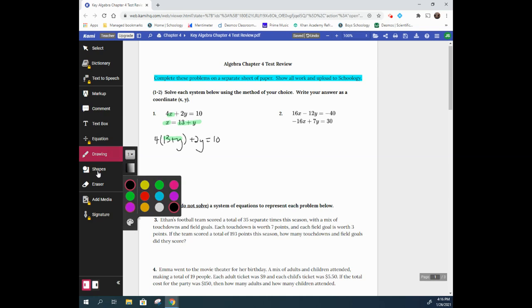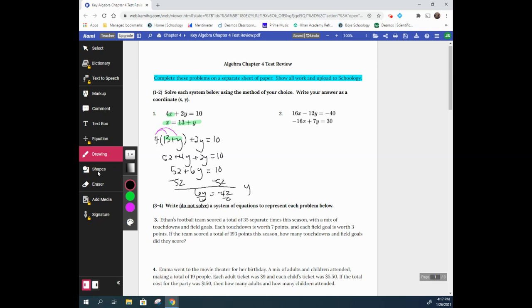Then what we want to do is we want to distribute this 4. So I'm going to have 52 plus 4y plus 2y equals 10. I can add these two together. So I have 52 plus 6y equals 10. I'm going to subtract the 52 from both sides. So I have 6y equals negative 42. And then when I divide by 6, I get that y equals negative 7.